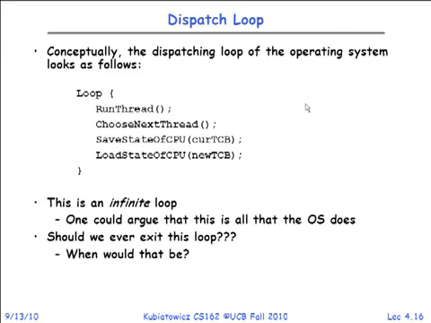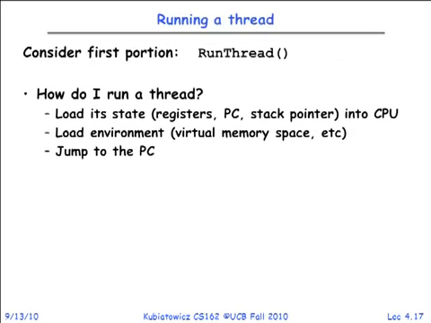So let's look at the run thread portion. So how do we actually run a thread? We have to load its state, registers, PC, stack pointer, whatever, into the CPU. We have to load its environment, virtual memory space, and we jump to the PC. Now, of course, what I'm really talking about here is what does the operating system have to do? Most of the work of a thread, hopefully, is in the code the thread's running. So hopefully we're not spending most of our time doing this, right? That would be overhead.